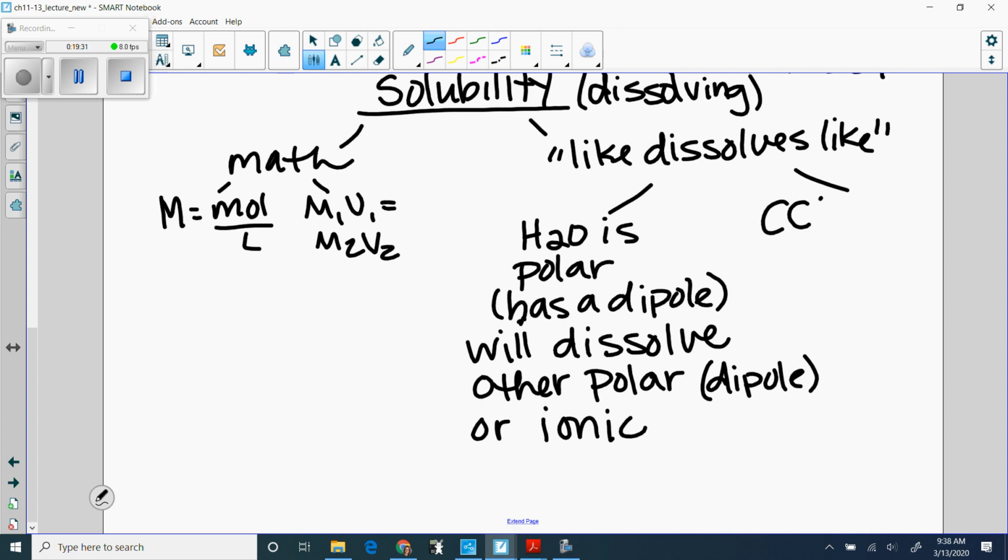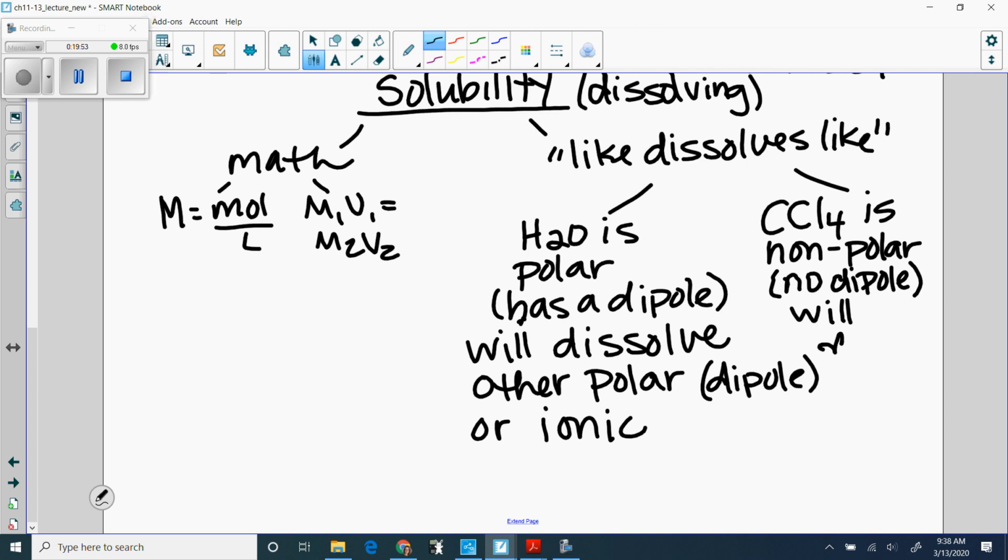Carbon tetrachloride is the other example. It is non-polar. It's tetrahedral, like it doesn't have a dipole on it. That means no dipole. Non-polar will dissolve other non-polar.